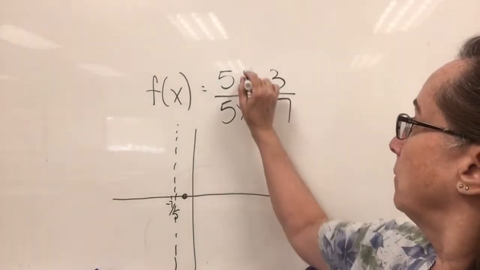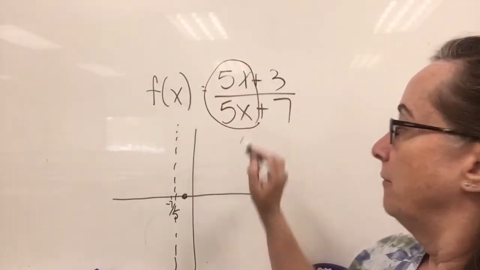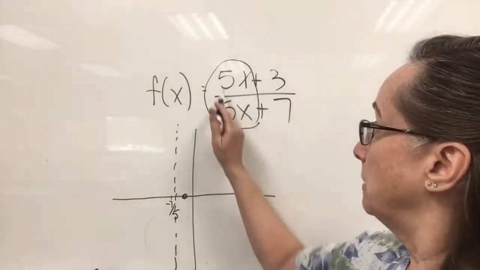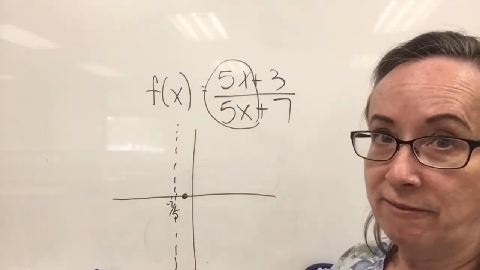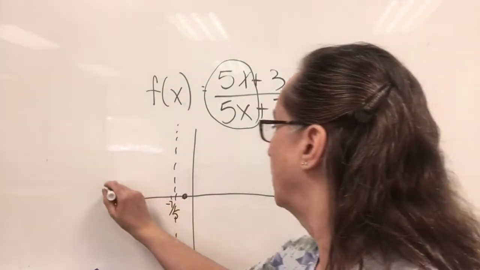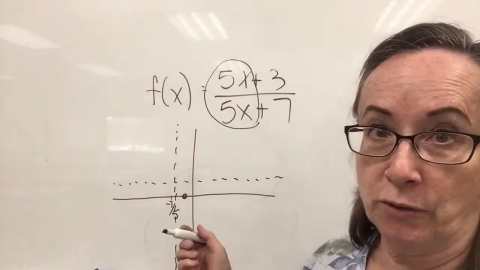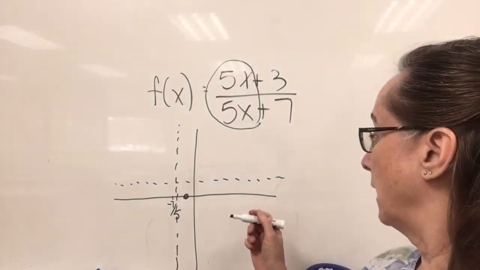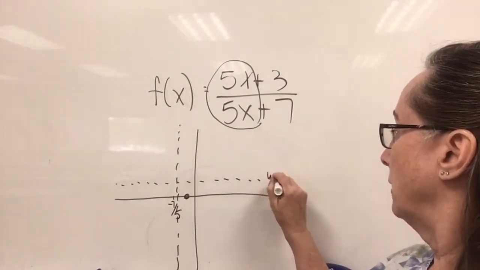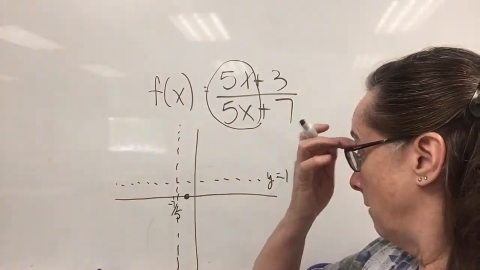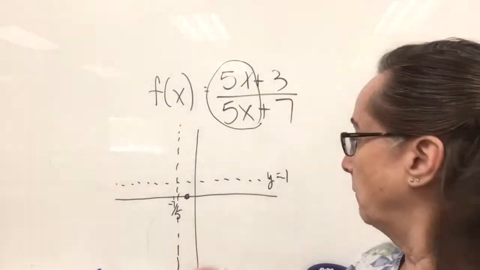Since these two powers are the same, our horizontal asymptote is going to be the coefficient 5 divided by 5, which is 1. So we have a horizontal asymptote of 1. This is a good review of the rational functions that we've done. So the horizontal asymptote is y is equal to 1, and now we're ready to graph it and see what it looks like.